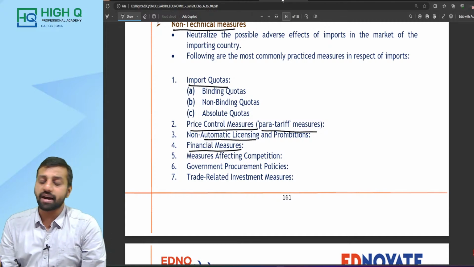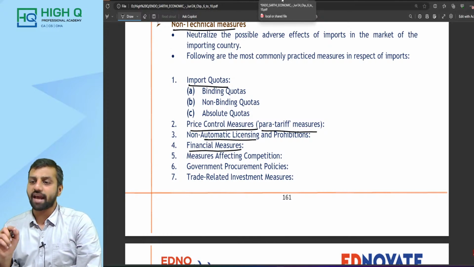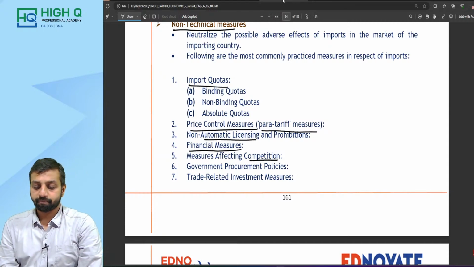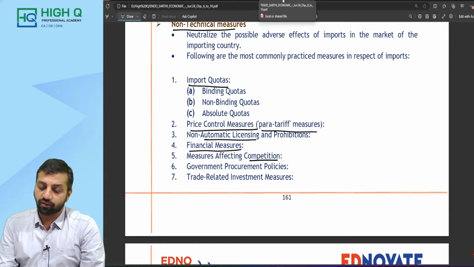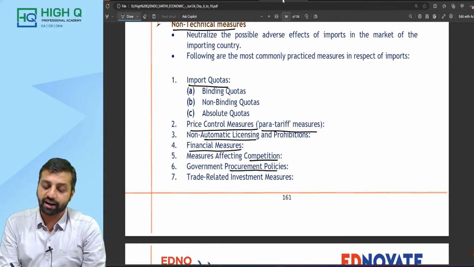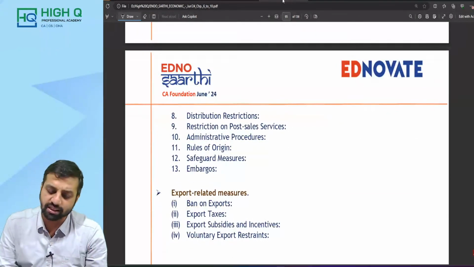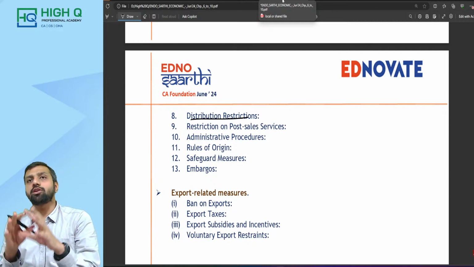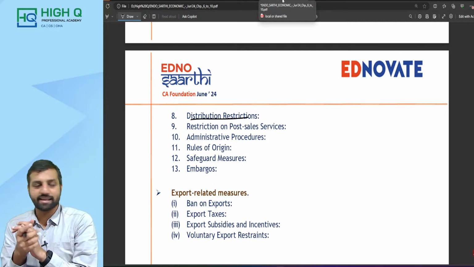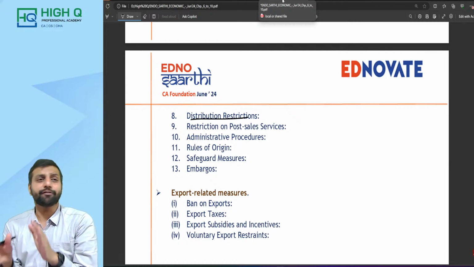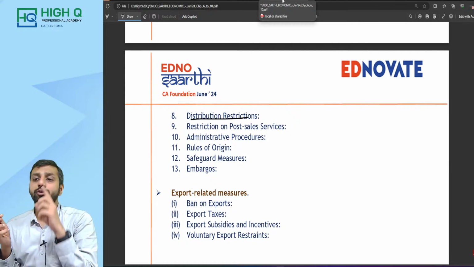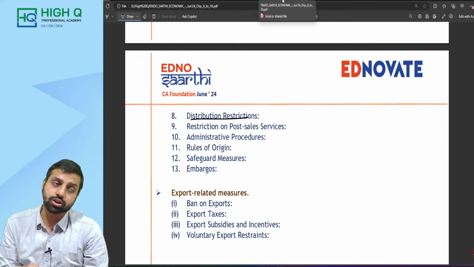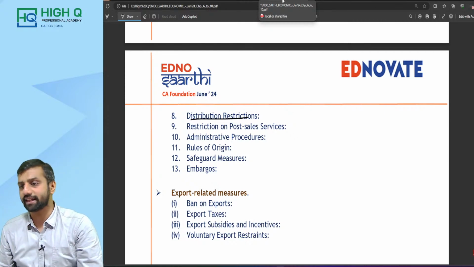Financial measures are applied by RBI. They might ask to pay advance tax. Then measures affecting competition, government's procurement policies, trade related investment measures. So there are many things. Distribution restriction. For example, suppose the government of India will not allow sale of imported eggs, imported fish in India except if you have storage facility. So there is a restriction on your distribution. You can distribute a commodity only if you have a storage facility.